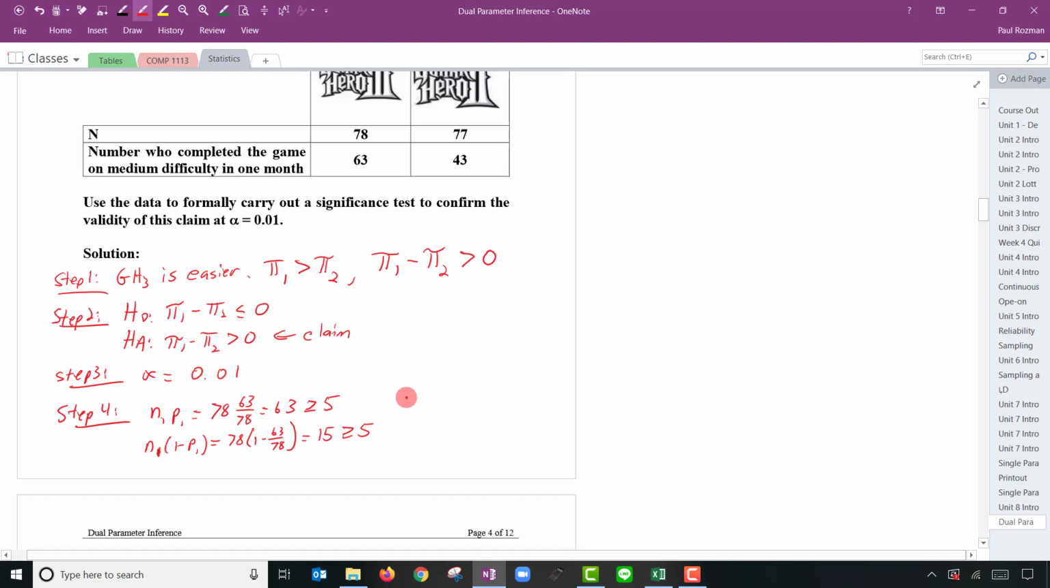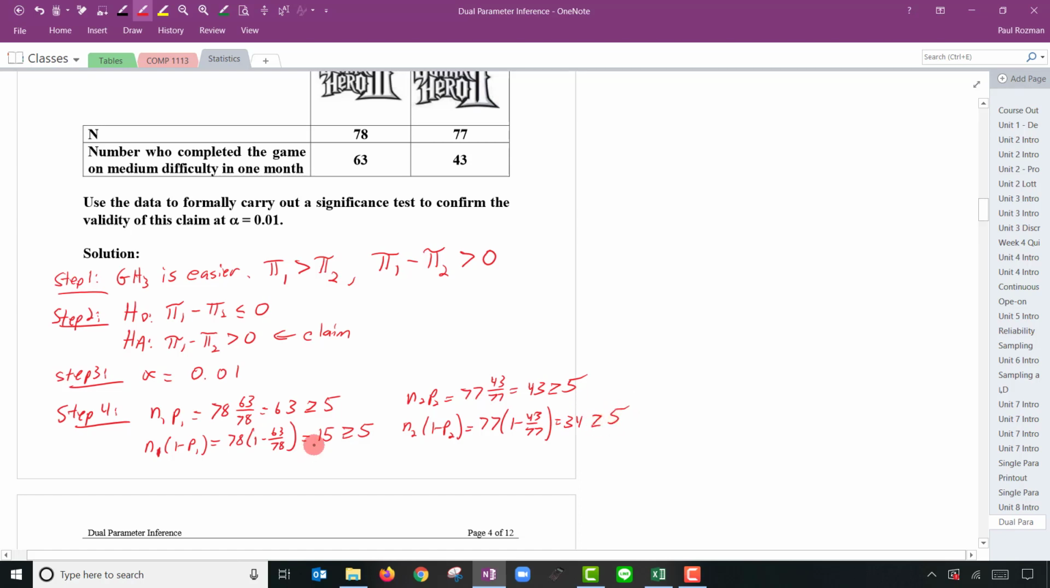We also have to check group 2, n2 p2. So we have 77 in that group and 43 out of 77, which is 43, which is greater than or equal to 5. And n2 q2, or n2 times 1 minus p2, is 77 times 1 minus 43 77ths, which gives us 34. Also greater than or equal to 5.